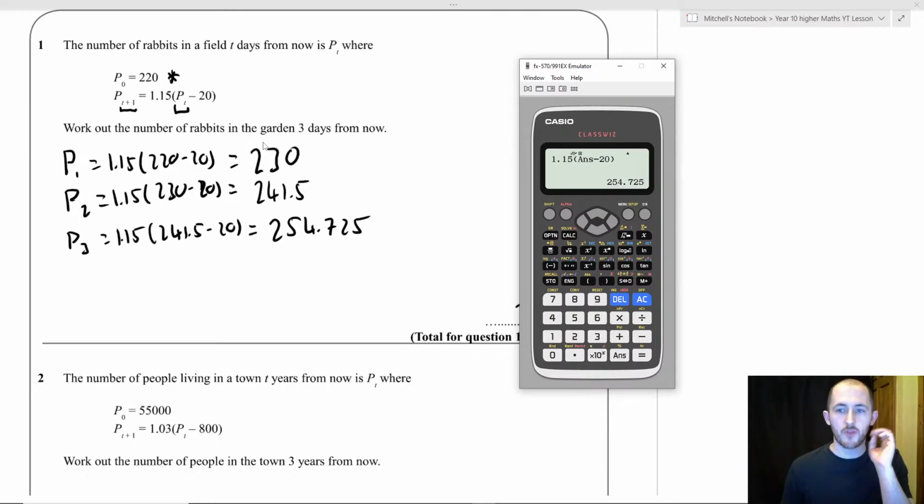And again, as long as you write down all of those numbers, you get the full 3 marks. And I did it in a few seconds. Okay. So super easy and quick trick.